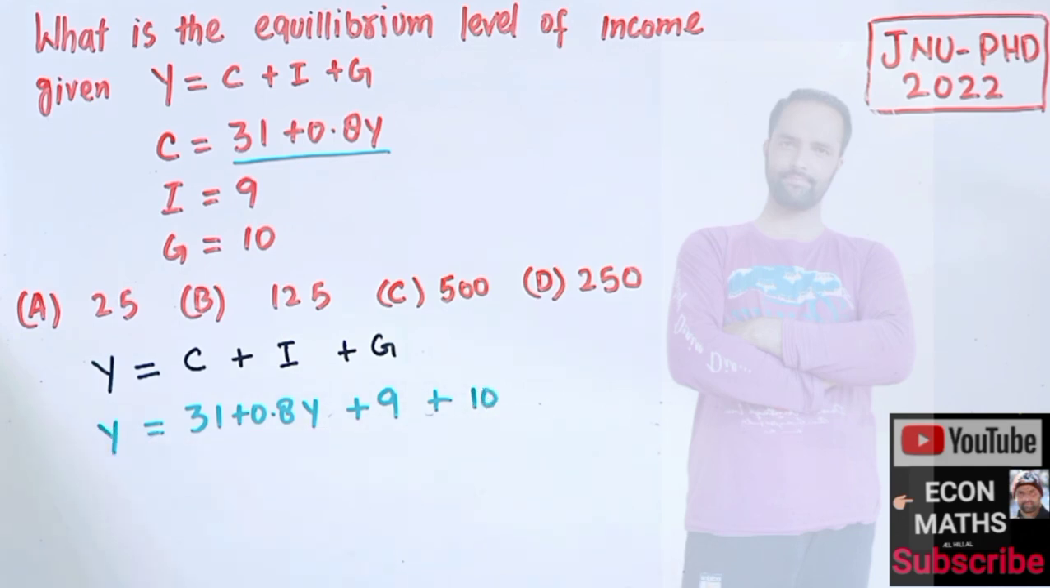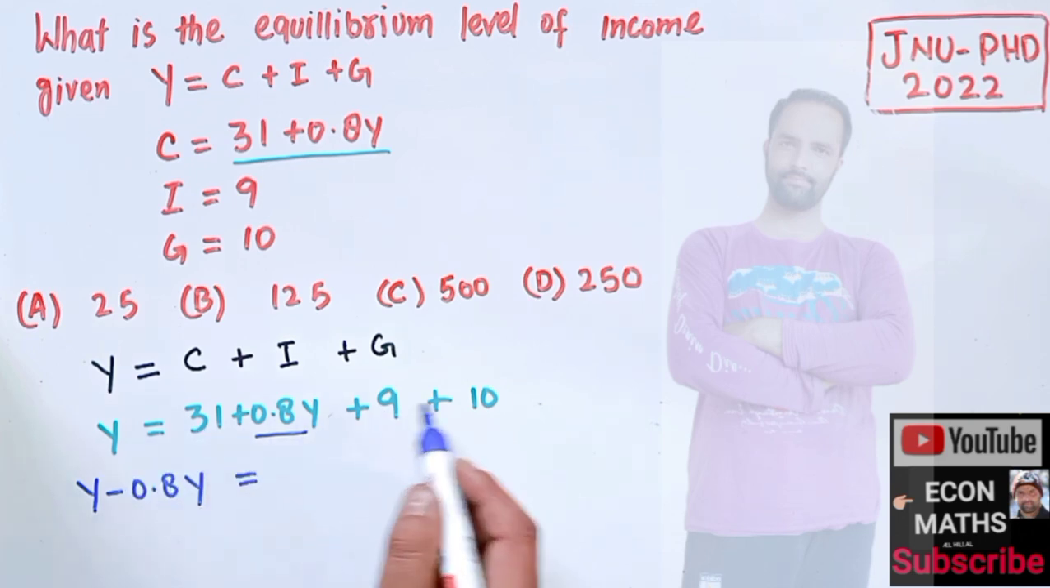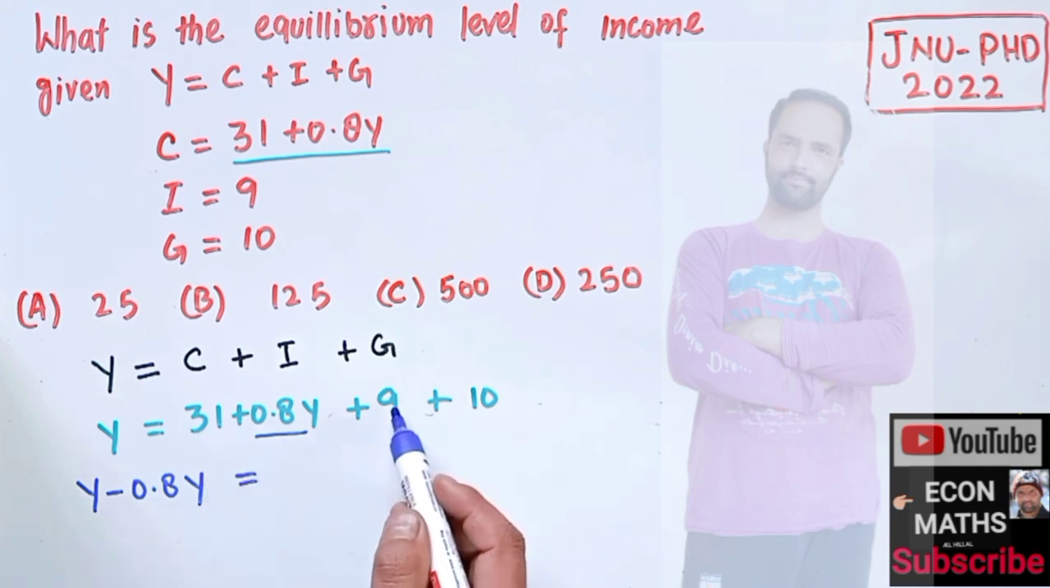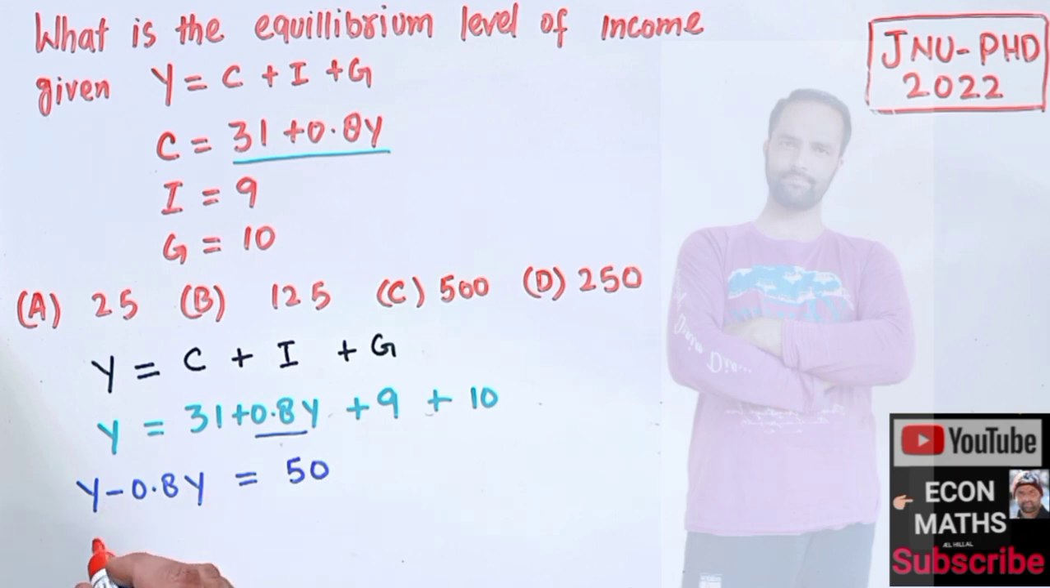This is our Y, which gives us, transposing this to LHS, it will get subtracted. 0.8Y is equal to, so we have 31, 9 and 10. So 31 plus 9 is 40, 40 plus 10 is 50. Now we need to do one thing here. Let us take Y common here. Let us subtract 0.8Y from Y, so we will be left with 0.2Y is equal to 50.